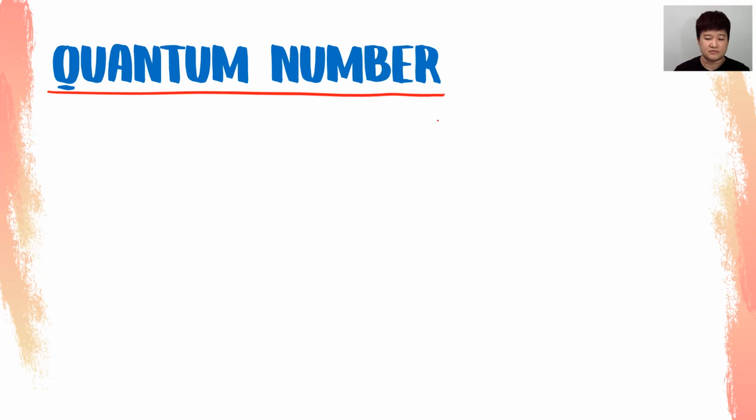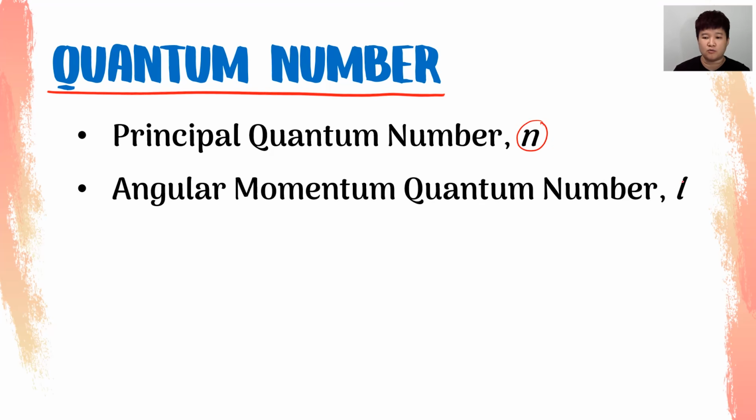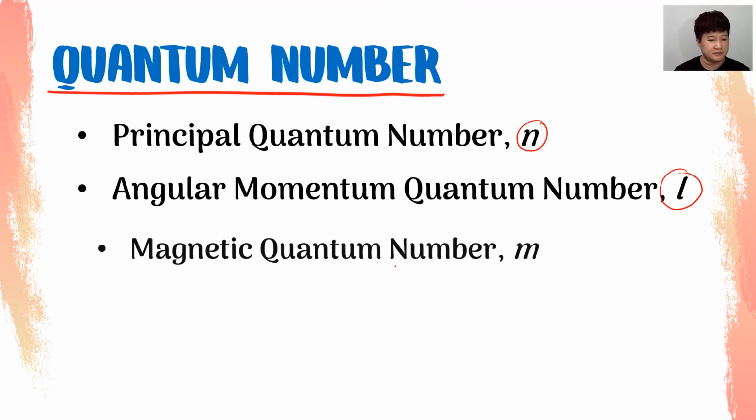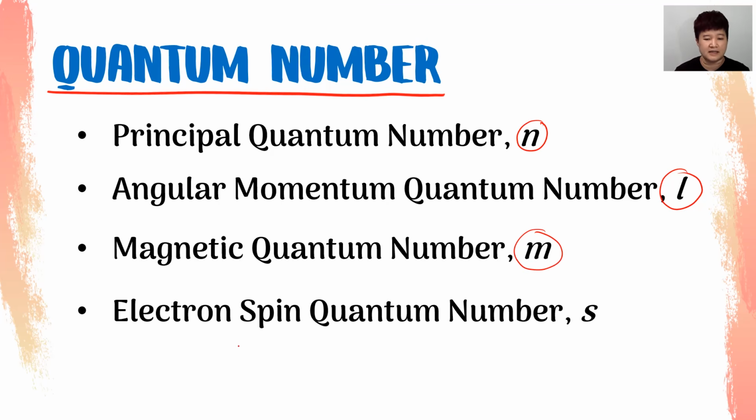Quantum numbers. We have 4 quantum numbers that we will look into. First, the principal quantum number, where the symbol is n. Second, the angular momentum quantum number, where the symbol is l. Third, the magnetic quantum number, where the symbol is m. Last but not least, the electron spin quantum number, where the symbol is s. The quantum numbers are arranged in the form of n, l, m, s. This is a complete set of quantum numbers. And we will look very specifically into what each and every one of these quantum numbers means.